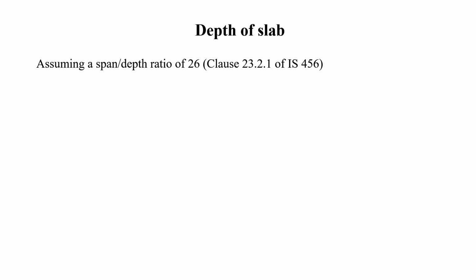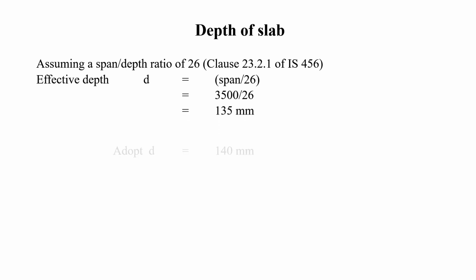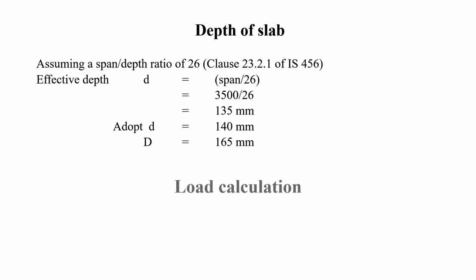And then the second step is depth of slab. Assume a span by depth ratio of 26. This value is taken from clause 23.2.1 of IS 456 2000. Here effective d is equal to span by 26. The span is equal to 3.5 meter, that is 3500 by 26, that is 135 mm. Hence adopt d is equal to 140 mm, and then capital D is the overall depth. Overall depth is equal to 165 mm.